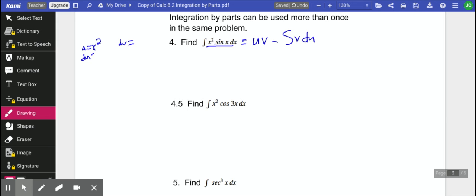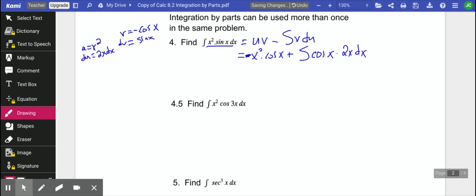So that's going to make du 2x dx, and that forces dv to be sine x, which makes v negative cosine x. I think that sounds right. Okay, so we're going to plug these things in. u is x squared, v is negative cosine x, so I'm going to put the negative out here. Minus, and then v is negative cosine x, so I'm going to pull that negative out, make that a plus. And then du is 2x dx.